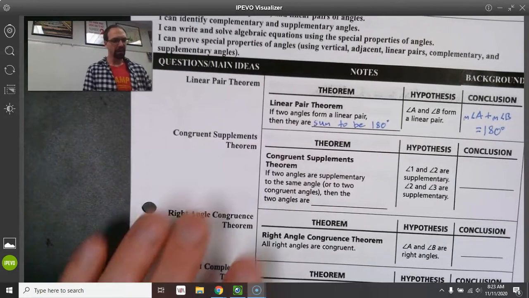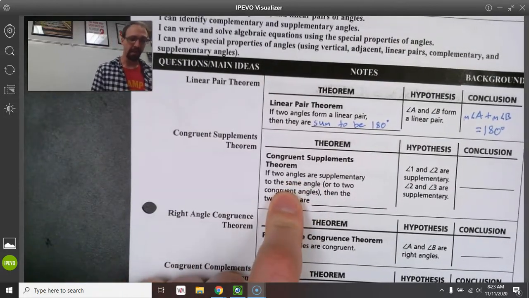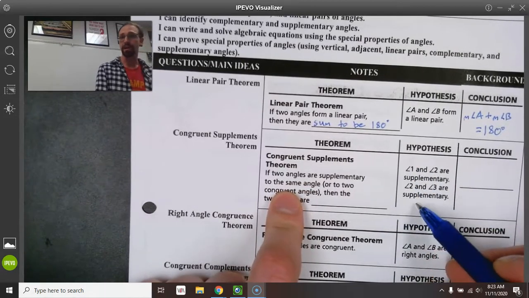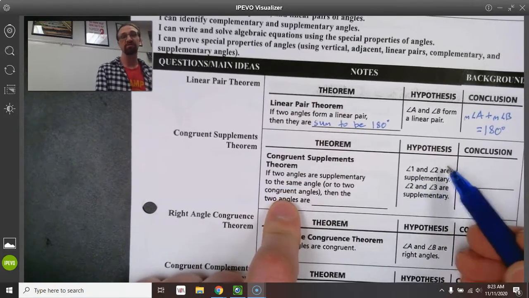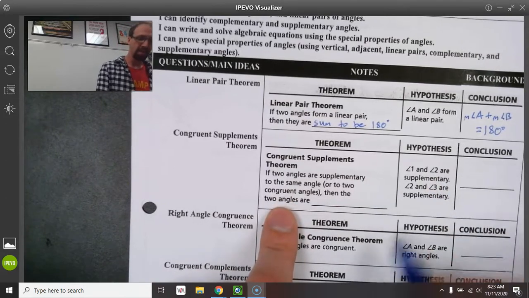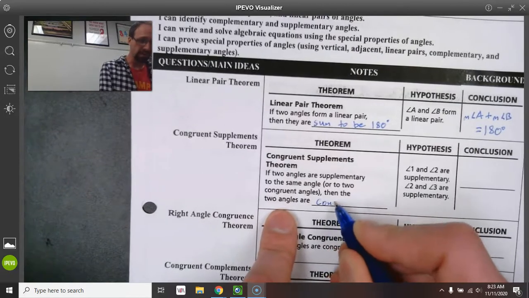Talking about now the congruent supplements theorem, if two angles are supplementary to the same angle, so that means that angle 1 and angle 2 are supplementary and angle 2 and angle 3 are supplementary. So in this case, angle 1 and angle 3 both share that same angle 2 to make it supplementary, then that means angle 1 and angle 3 have to be congruent.